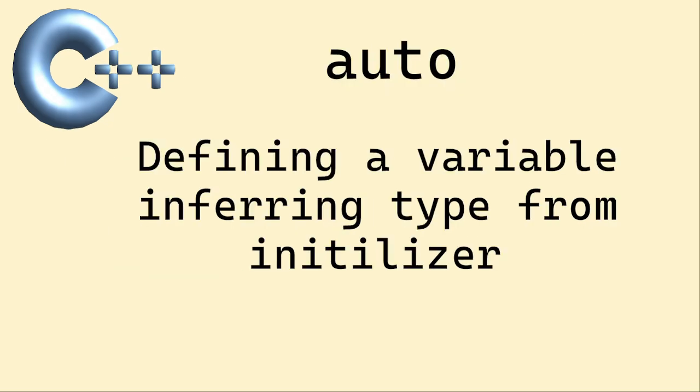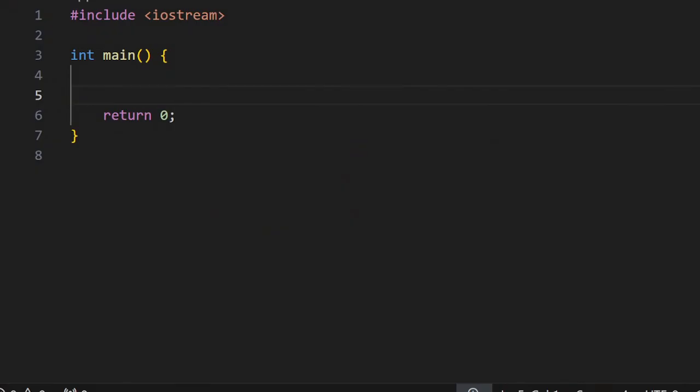The first purpose is to define a variable inferring type from its initializer. This is useful when it is complicated to manually determine the type of the initializer expression. That means you are creating a variable and you are setting that variable to an expression, and it is very complicated to determine the type of that expression. In that case, this tool is very useful. Let us learn about this through coding.